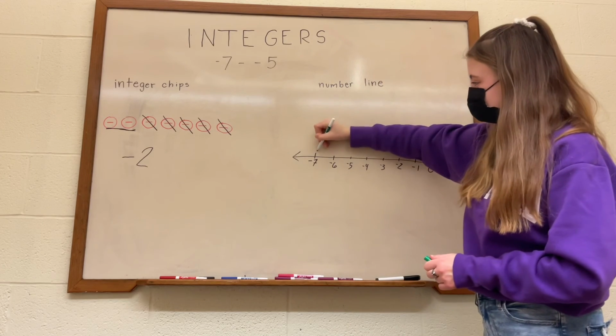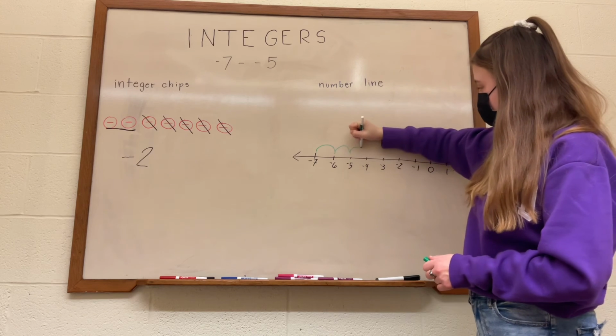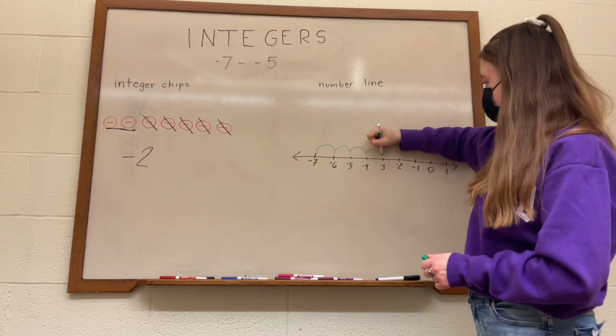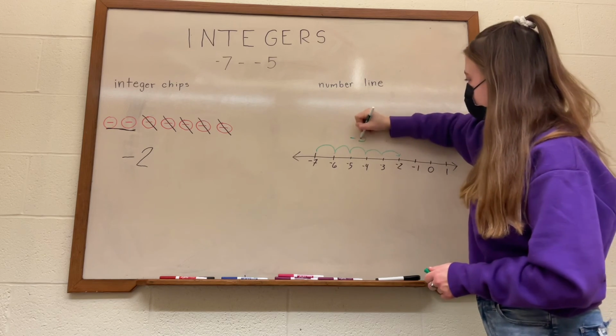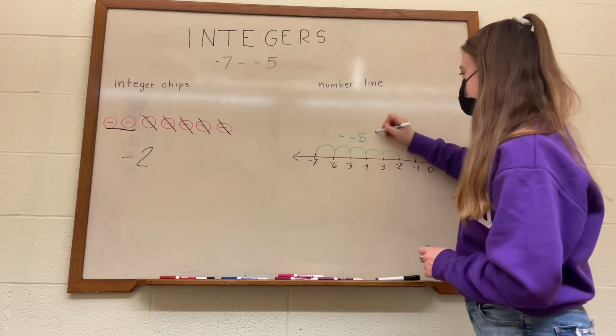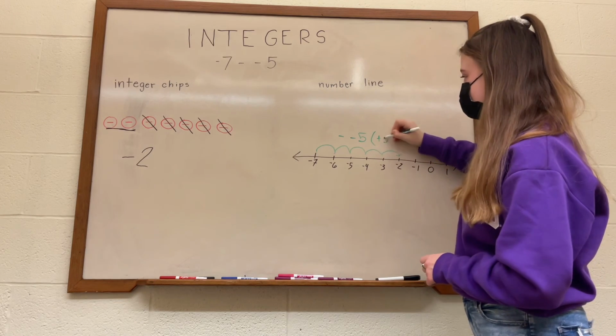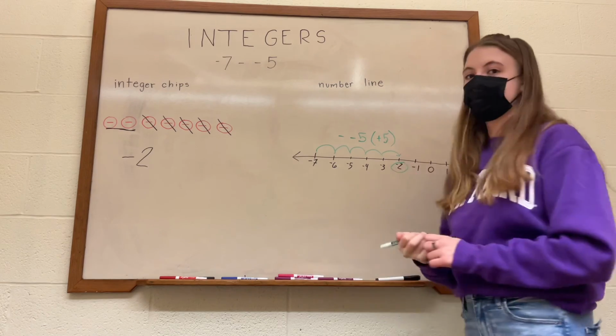So we'll start at -7 and hop 1, hop 2, hop 3, hop 4, and hop 5, and that is the subtracting -5, which is the same thing as just adding 5, which gives you -2 as your answer.